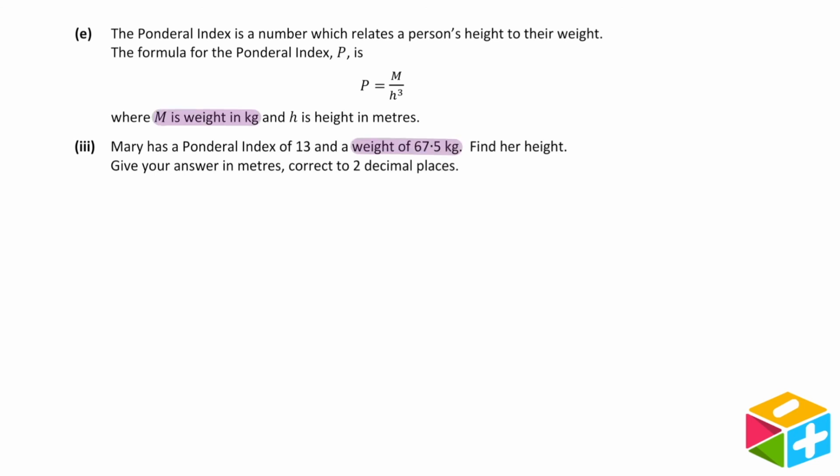In this question, m represents the weight measured in kg. We are told that Mary's weight is 67.5 kg. So here, m is equal to 67.5. P represents the ponderal index, and we are told that Mary has a ponderal index of 13. So here, p is equal to 13. In the previous part of the question, we found a formula which allows us to calculate the height h in terms of m and p. H is equal to the third root of m over p. Well, we know the value of m and the value of p, so to find our height h, all we have to do is sub these values into this formula.